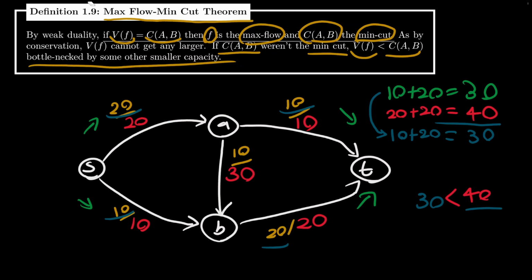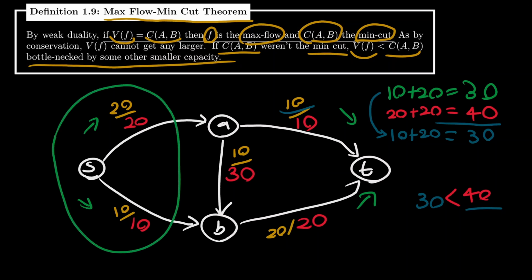So we can tell that if the capacity cut is equal to the flow, then that must mean that the minimum capacity cut is indeed that capacity cut, and that the maximum flow is indeed that flow. That is the max flow min cut theorem.